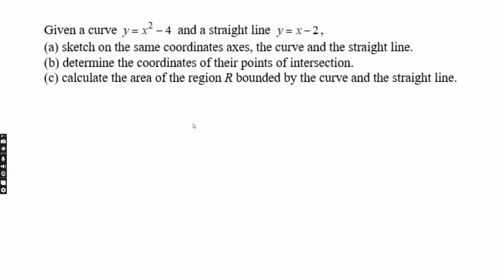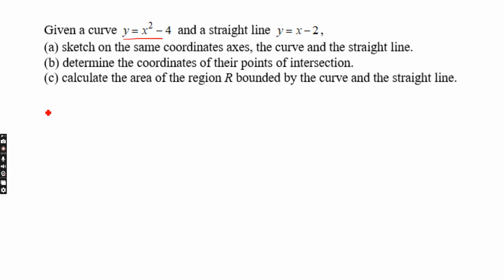Okay, so for question 8, division for midterm 1, this one, right, Natalie? Given a curve y equal to x square minus 4 and a straight line y equal to x minus 2, sketch on the same coordinate axis the curve and the straight line. Okay, so here what you need to do is, first of all, they ask you to sketch. So basically, in order for you to sketch, of course you need to identify first.